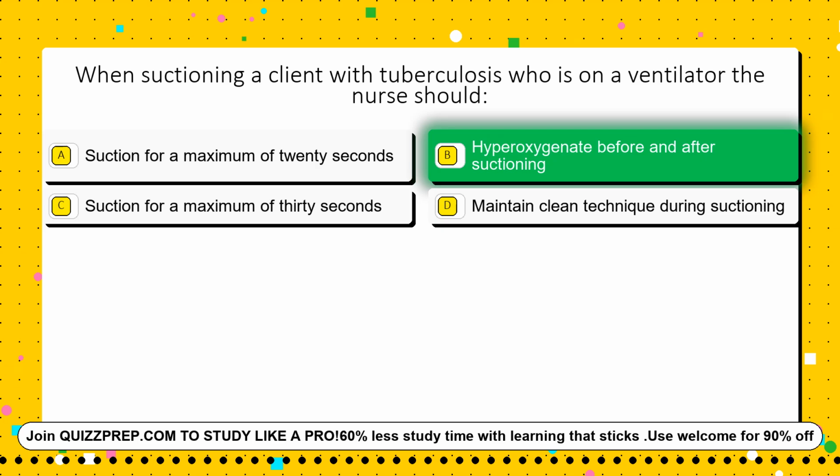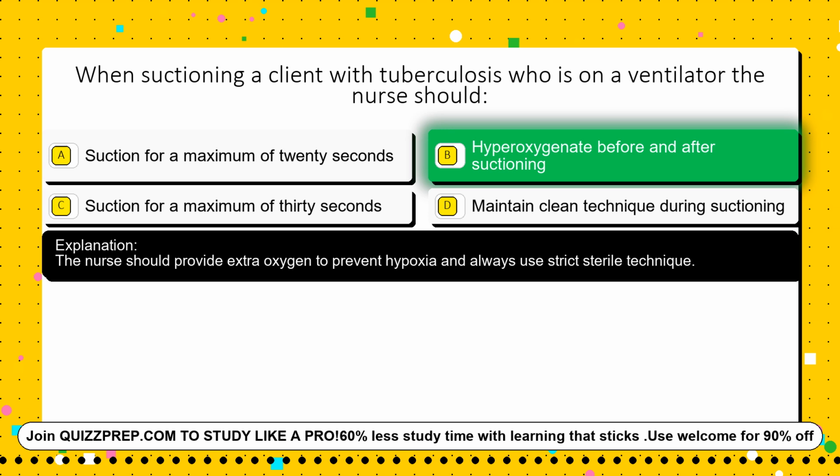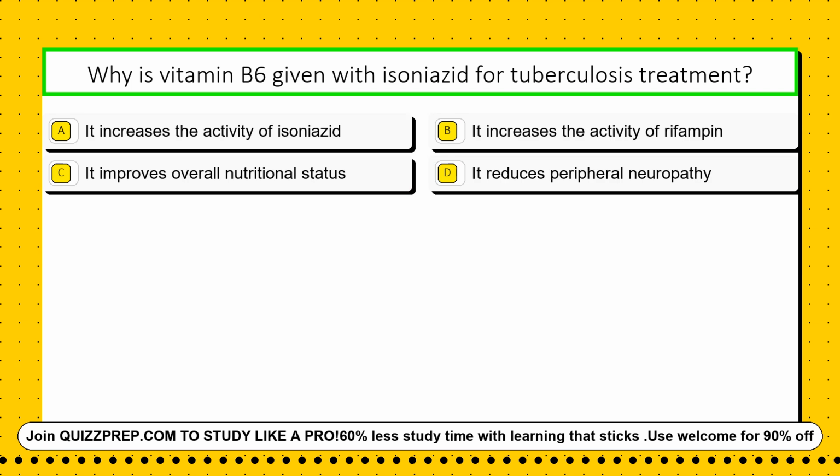The correct answer is option B, hyperoxygenate before and after suctioning. The nurse should provide extra oxygen to prevent hypoxia and always use strict sterile technique. Question 2. Why is vitamin B6 given with isoniazid for tuberculosis treatment?